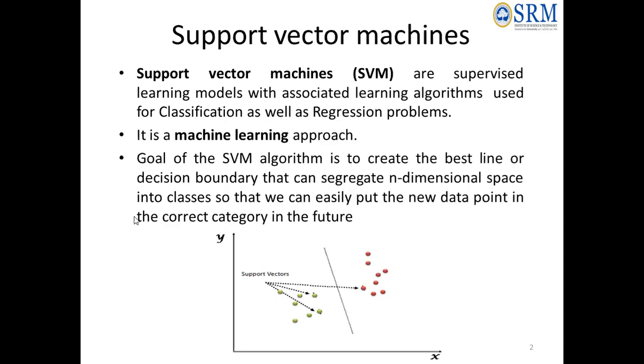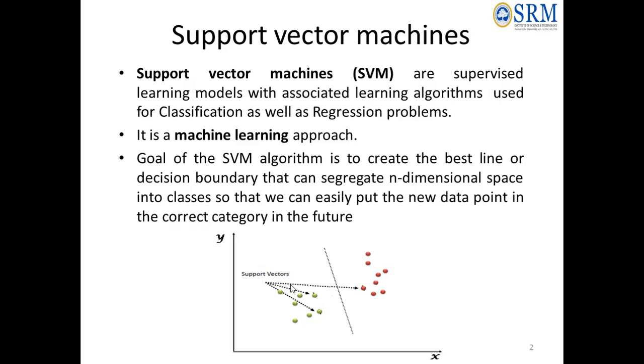First, we can see what a support vector machine is. Support vector machine is a machine learning algorithm associated with learning algorithms and is used for classification and regression problems. Mainly, you will have many data, and we have to segregate those data into two classes so that when a new data point is available, we can place it in the correct place.